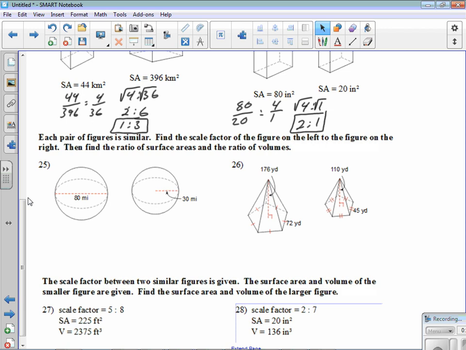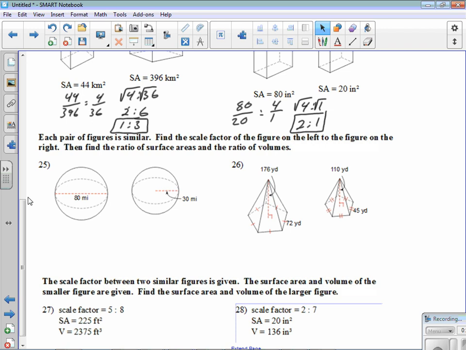So then 25 and 26 says each pair of figures is similar. Find the scale factor of the figure on the left to the figure on the right. Then find the ratio of surface area and ratio of volume. So this is kind of the reverse of what we just did. First we're going to find the scale factor.